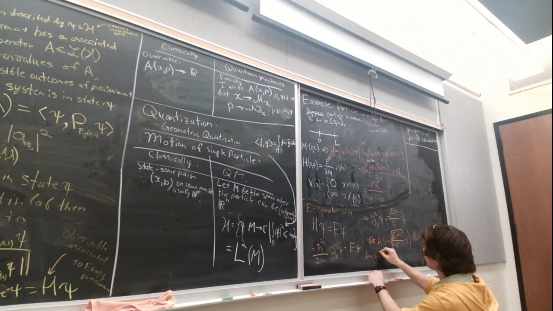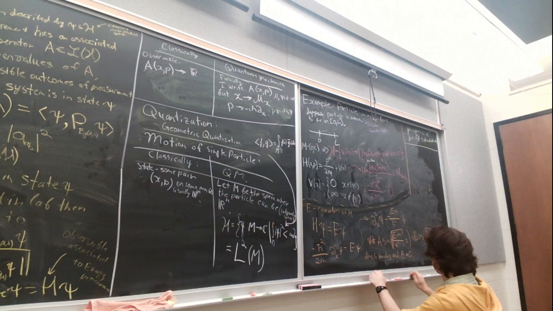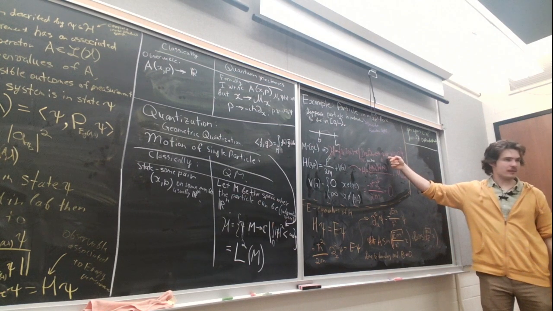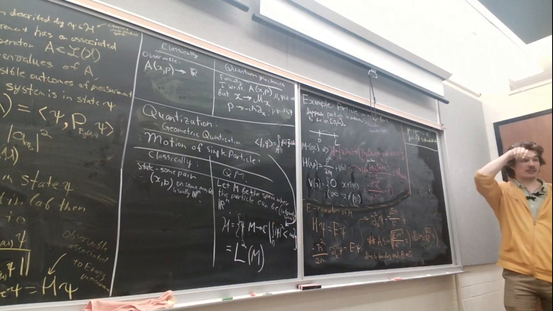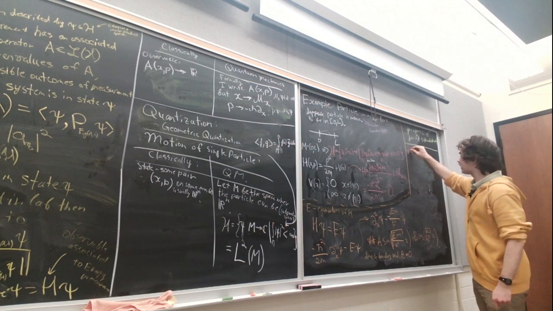Due to boundary conditions, b has to be 0. But I used the condition at 0. Do you agree? Now I have to use the condition at L. So let's try psi at L.